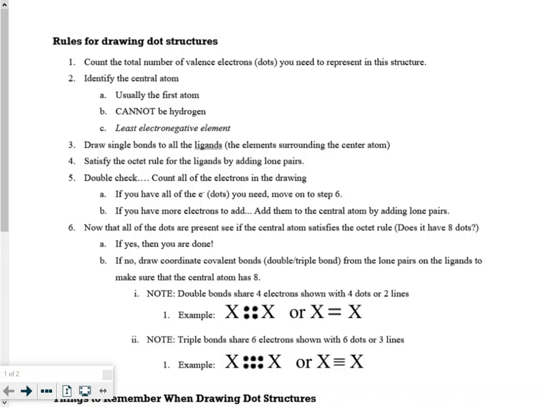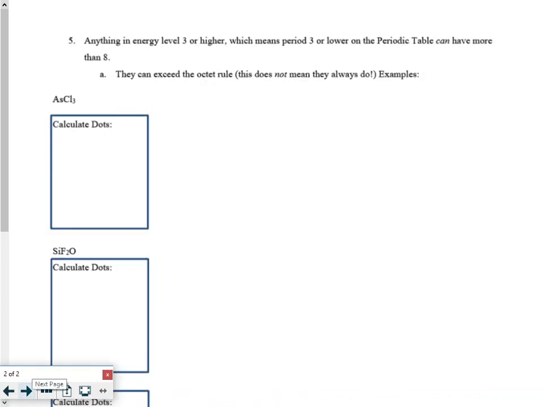So, here, we're going to look. First example, AsCl3, arsenic trichloride. Now, it said to count up all of the valence electrons represented in the structure. So we're going to start here. We're going to look at arsenic, and its position on the periodic table tells me it has how many valence electrons.